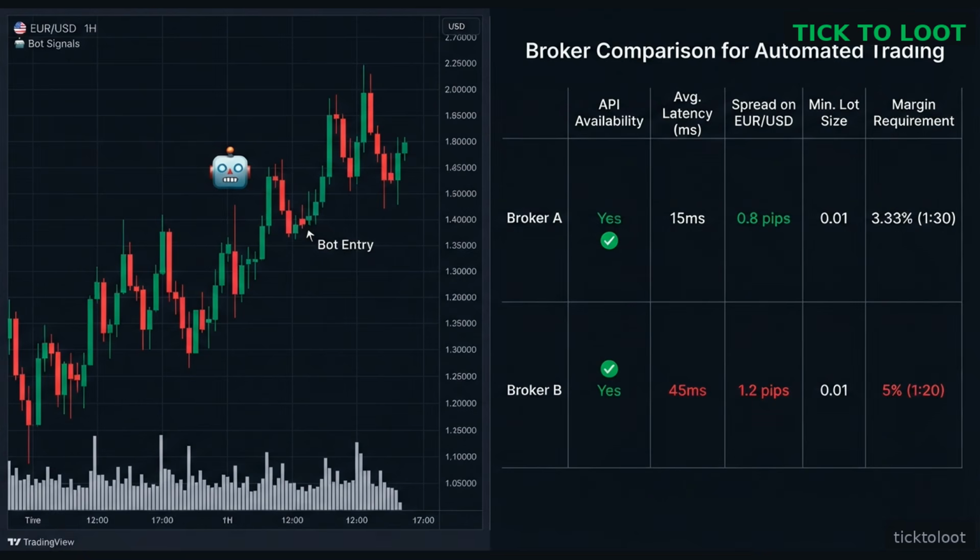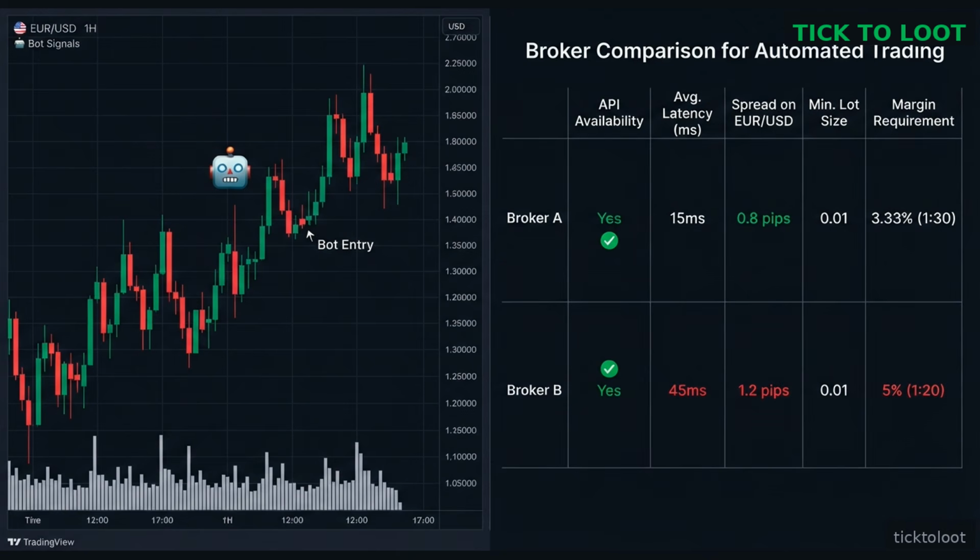Imagine you have built a simple bot that buys euro to US dollar whenever the price drops below 1.0800 and sells when it climbs above 1.0900. The bot runs 24/5, placing a trade every few minutes. Now you need a broker, the platform that actually executes those trades for you.